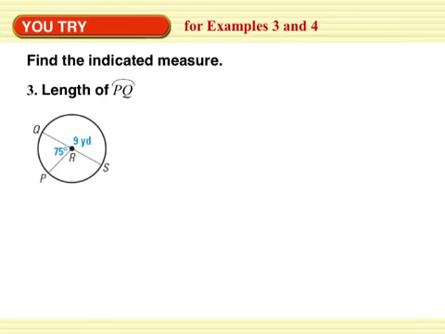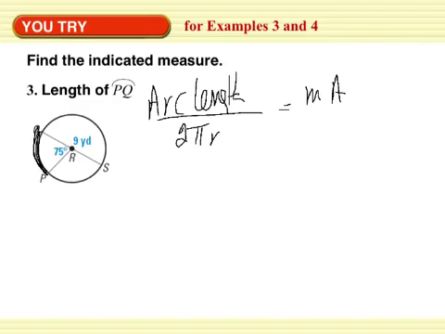You try. Find the length of arc PQ. We're trying to find the length of this right here. If you go back to your corollary, arc length over 2 pi r equals the measurement of the arc in degrees over 360. Go ahead and try. I'm going to push pause.